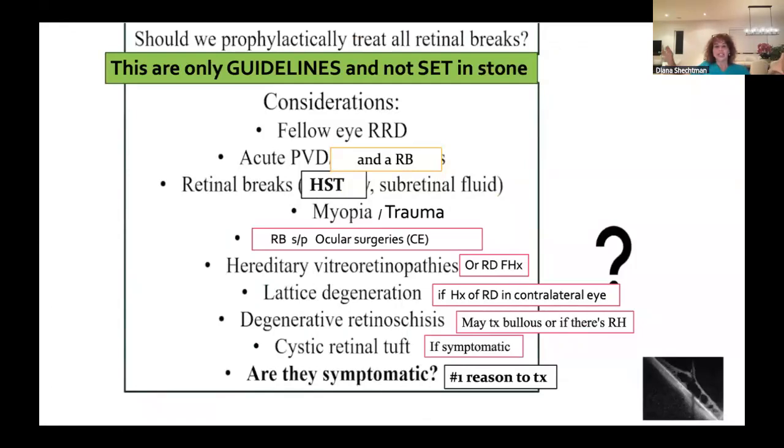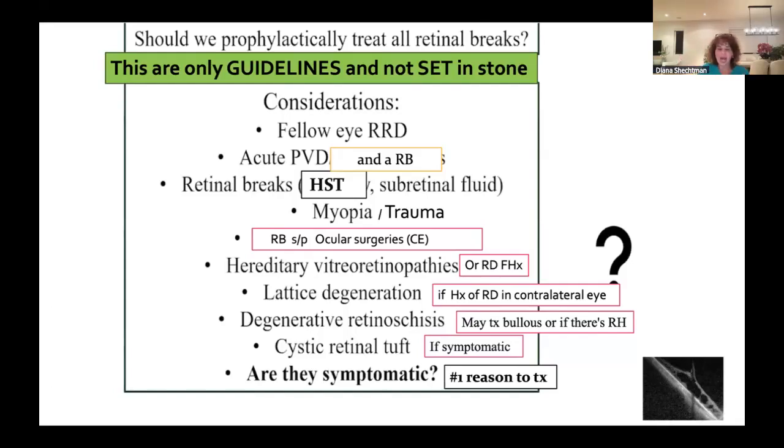So last summary, again, a slide that I'm happy to share as a nice little clinical pearl summary. Considerations when you're looking at a break. What kind of break? Is it a flap tear? Is it a percolated? Is it an atrophic hole? Each have a different propensity towards a retinal detachment.